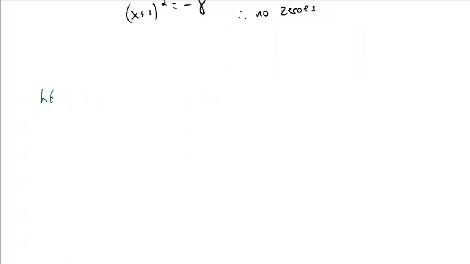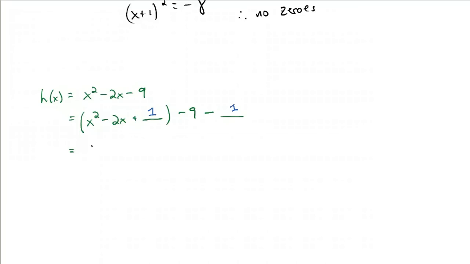So h of x is equal to x squared minus 2x minus 9. Still not factorable, but maybe it'll have zeros. Let's try the same process of completing the square. x squared minus 2x plus some number here, minus 9 minus that same number here. And again, that number happens to be 1. Just by knowing how to complete the square, here we have x minus 1 squared minus 10. And to find the zeros, I set this equation equal to 0.